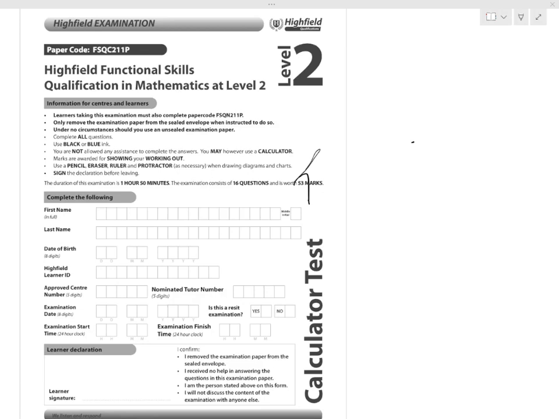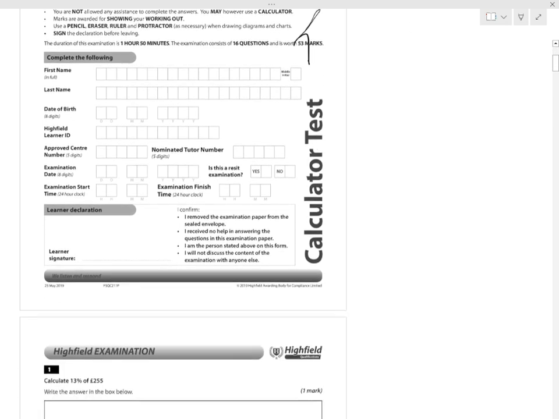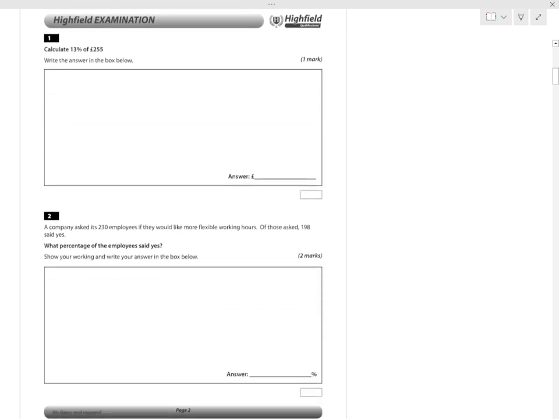Right, this one is from Highfield Functional Skills Level 2. Paper 1, first one I found anyway, and it's a calculator paper. So see what you can do with this.